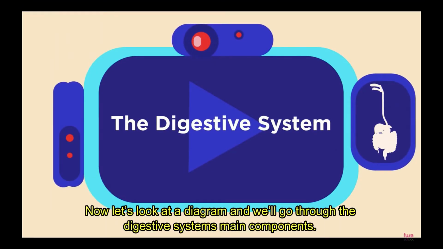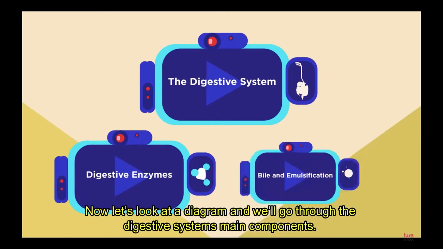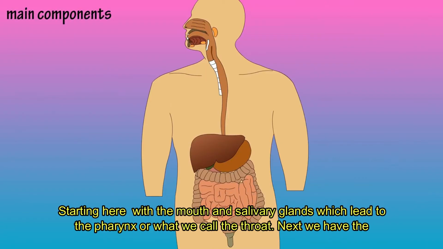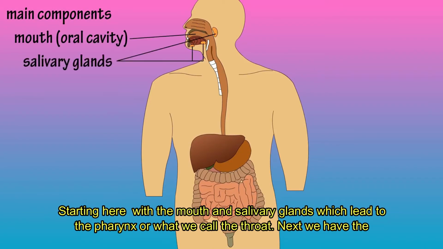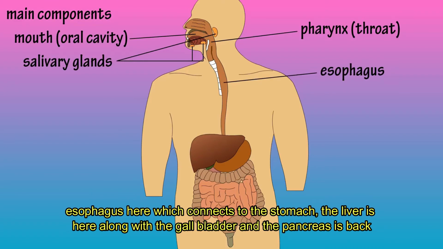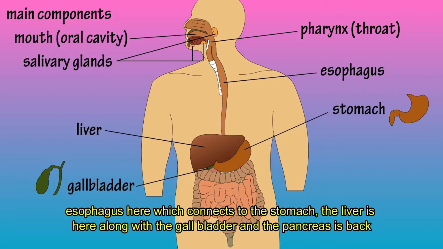Now let's look at a diagram and we will go through the digestive system's main components. Starting here with the mouth and the salivary gland, which lead to the pharynx, or what we call the throat. Next, we have the esophagus here, which connects to the stomach. The liver is here along with the gallbladder, and the pancreas is back here.